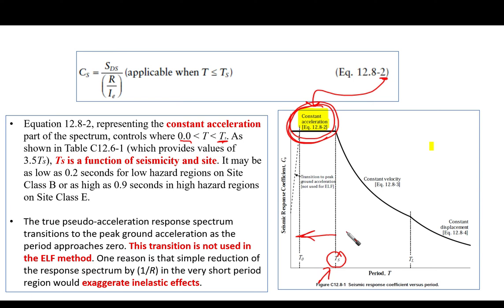TS, actually, depends on the seismicity of the site. So maybe you can find this TS to be 0.2 second, okay? For low hazard regions, if we are in the low seismicity regions, TS is going to be around 0.2, okay, on site class B. Or maybe it reaches like 0.9, okay, for high hazard regions, okay? So this line highly depends on the seismicity of the site, okay? Okay. So this is the point.